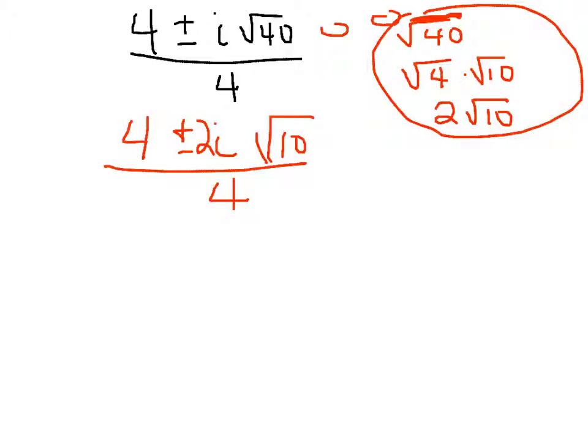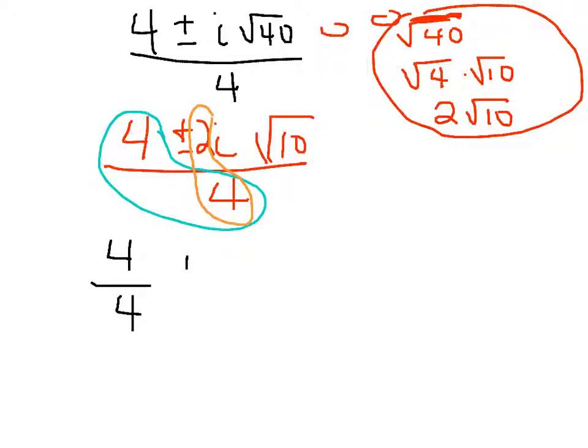And then I've just got one other thing to do. I need to simplify the number part of this. And when I do that, I'm thinking about these two here forming a fraction, and then I'm also thinking about these two numbers here that form a fraction. So first let me rewrite this so you can see it. What we have here is 4 over 4 plus or minus 2i root 10 over 4.